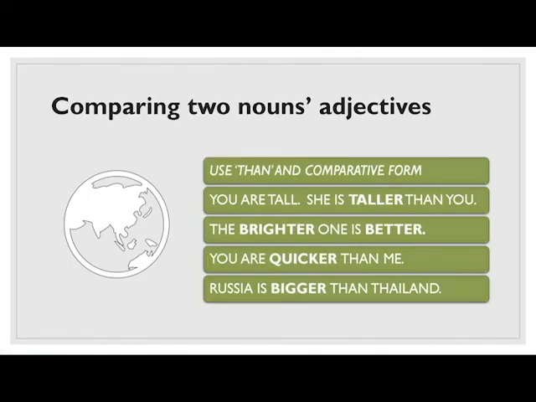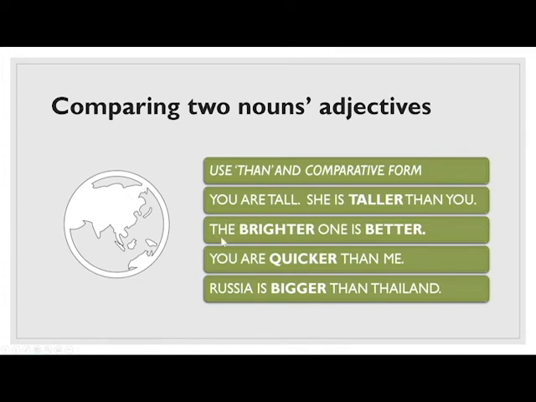So, comparing two nouns or adjectives. When we compare two nouns or two adjectives, we use "than" and the comparative form. You are tall, she is taller than you. So she is taller than you. We have used the comparative form of the adjective followed by the word "than," which tells you how tall you are compared to her.